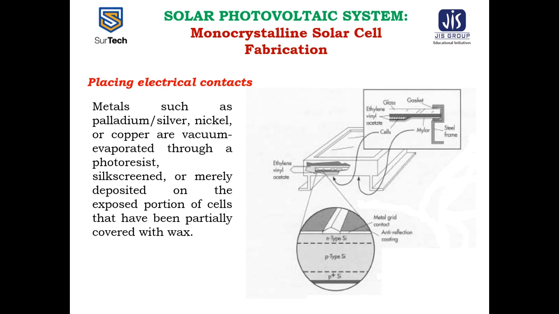This is the metal contact grid. This is the N-type silicon, this is the P-type silicon, and on the upper portion of the silicon solar cell there is also an anti-reflection coating. So for producing a metal contact, metals like palladium, silver, nickel or copper are deposited through the evaporation method.